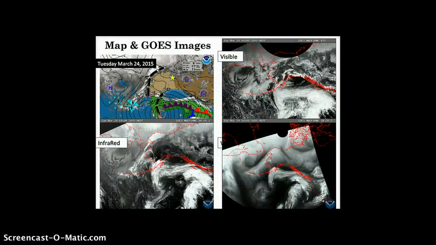The satellite measurements are consistent with the station measurements. The days that the station measured higher humidity correlate with the brighter shades on the corresponding satellite images. Shown here on Tuesday, March 24th, the visible map, you can see the darker shading there, and on the infrared map there's darker shading as well. And on that day, the relative humidity was 85%.